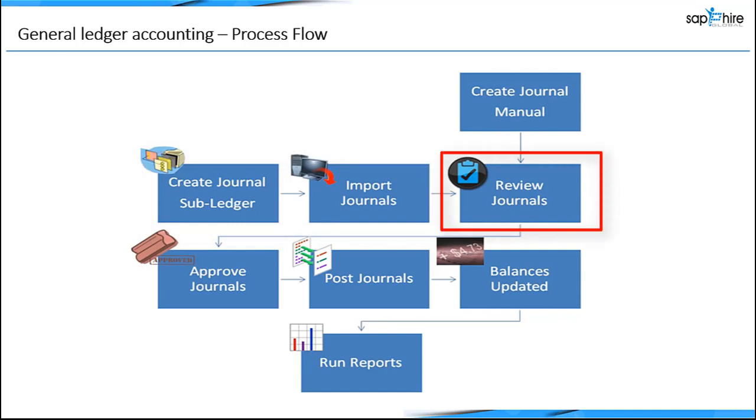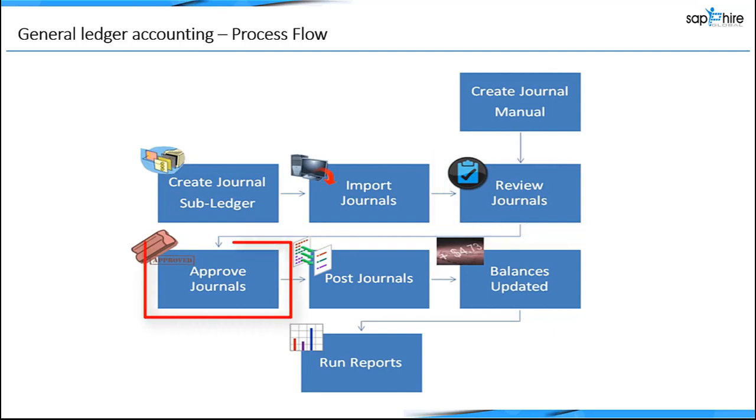Then we come to Review Journals. Once the journal is available in the General Ledger system, you can query that journal. While reviewing the journal, you can make edit or corrections if required. Approve Journals. All financial transactions should be reviewed by someone other than the person creating the transaction. Approval ensures validity and correctness of transaction journals.